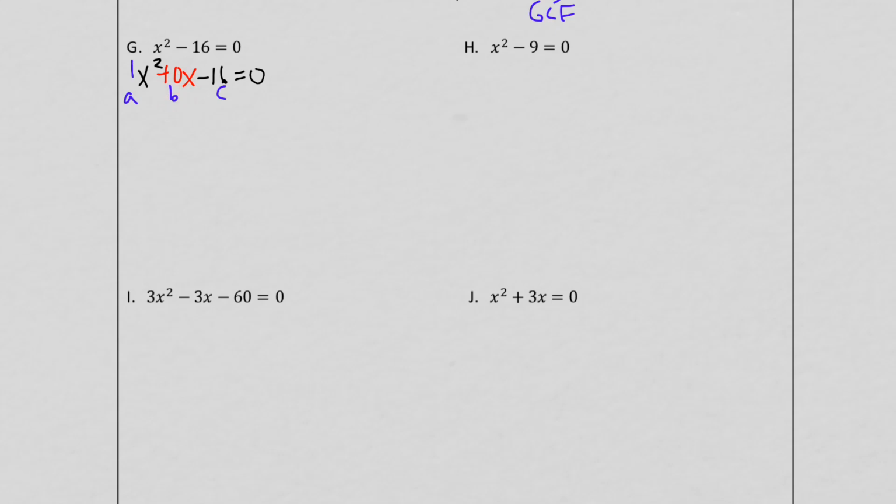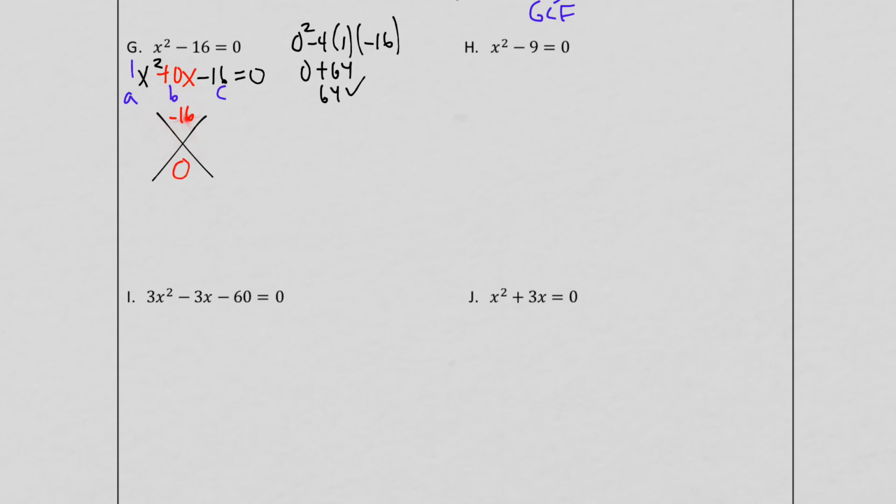So we'll go through our discriminant. B squared minus 4AC will be 0 plus 64, which is 64. That's a perfect square, so I can factor. In this case, A times C is 1 times negative 16, which is negative 16. Your B number here is 0, so 0 goes here, and that's okay too.